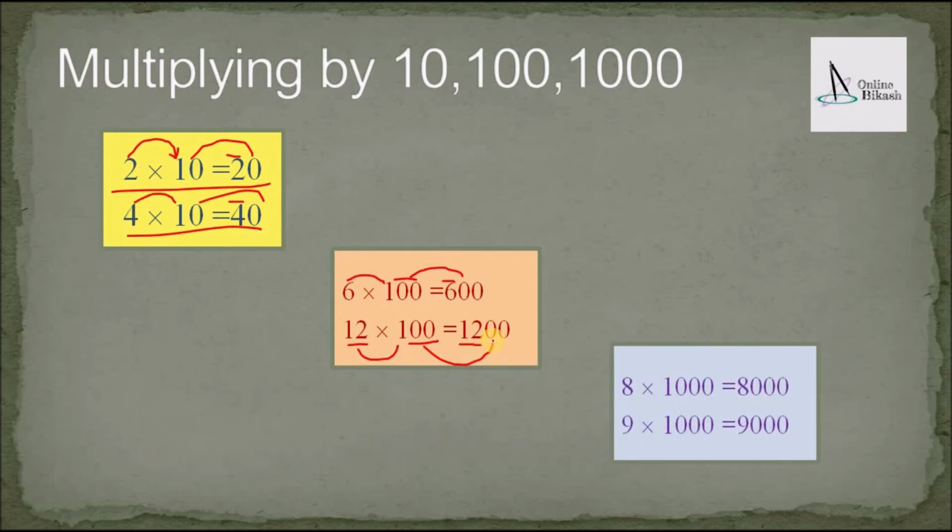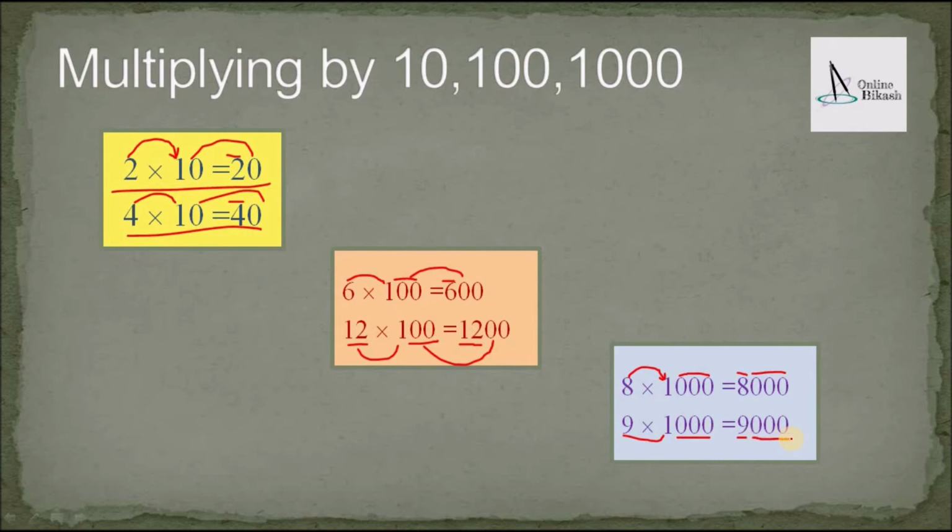And this one you see, 8 into 1000. In this case, 8 multiplied by 1 will give you what? 8. And how many zeros are there after 1? 3 zeros. So we have to place these 3 zeros here like this. Similarly, 9 multiplied by 1. 9 times 1 is what? 9. And after that, how many zeros we need to put? 3 zeros. Simply you put these 3 zeros.